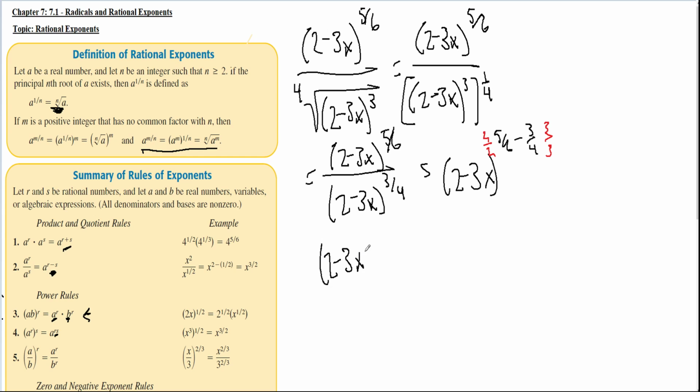And when I do that, I end up with 2 minus 3x, which is raised to 10 divided by 12, minus 9 divided by 12. So now they have the same denominator, so I can just subtract the numerators, which would be 10 minus 9, which gives me 1. So I have 2 minus 3x raised to the 1/12th power.